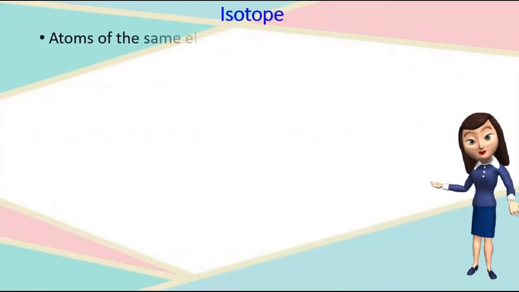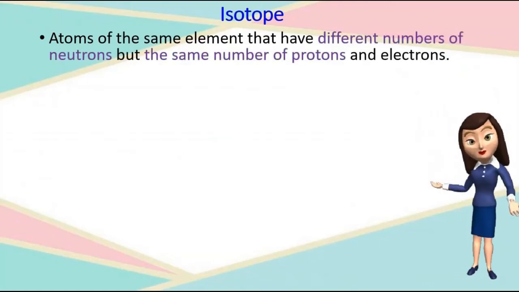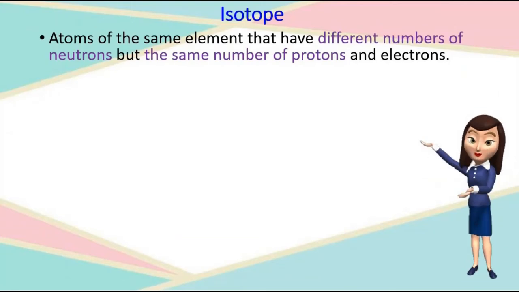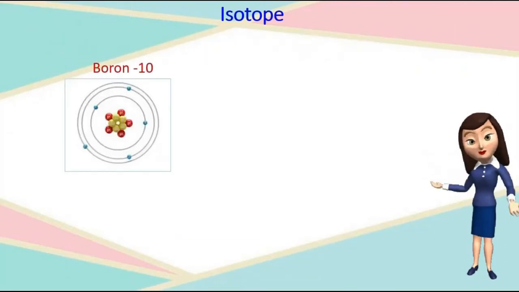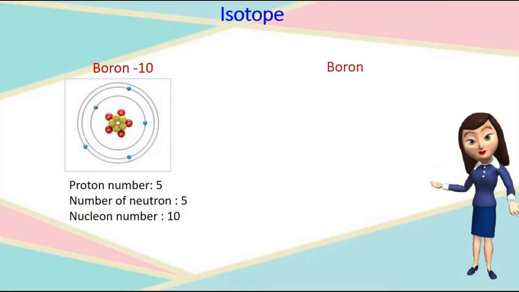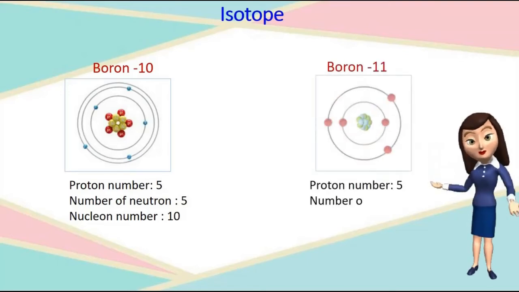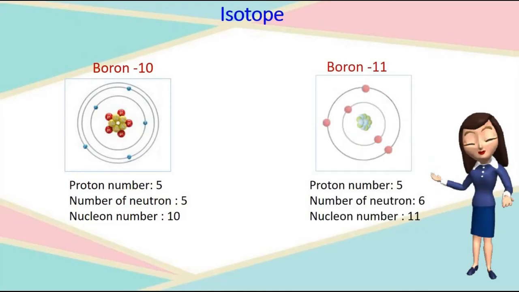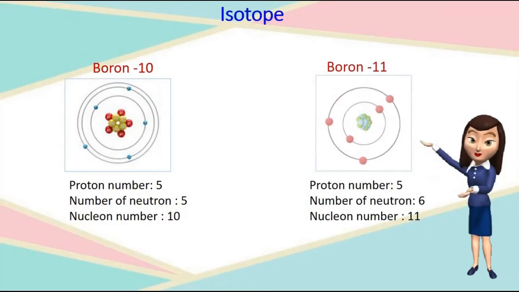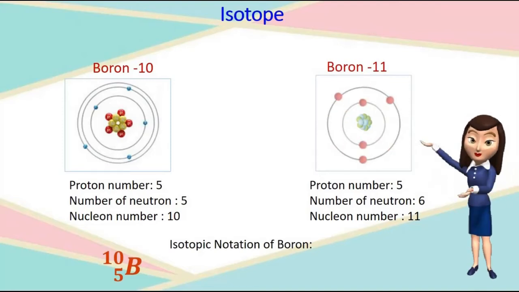Isotope. Isotopes can be defined as atoms of the same element that have different numbers of neutrons but the same number of protons and electrons. For example, boron 10 with proton number of 5, number of neutrons of 5 and nucleon number of 10, and boron 11 with proton number of 5, number of neutrons of 6 and nucleon number of 11. Both of these are isotopes of boron, where they have the same proton number of 5 but different numbers of neutrons.